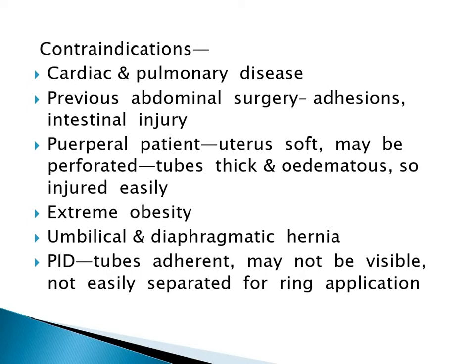Yes. Then if there is an umbilical hernia or a diaphragmatic hernia. See, in an umbilical hernia, the bowel may be present in the hernia and you may injure it, isn't it? Because your first portal you are taking just below the umbilicus. Then diaphragmatic hernia, when you are filling the peritoneal cavity with air, the hernia may be pushed more into the chest cavity and it may increase in size and the condition worsens. Then PID, if the patient has a history of PID, then both the fallopian tubes may become adherent, they may become thick, they may not be visible also, and you cannot easily separate them to pick up a loop of the fallopian tube and apply a ring. So your procedure may fail. So she is not an ideal patient.